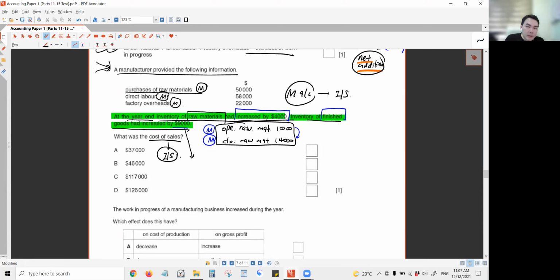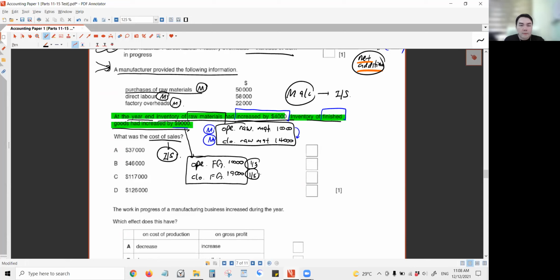So increase by 9,000. Again, I can take any number for the opening finished goods, meaning the finished goods at the beginning of the year. Let's say 10,000. Then closing finished goods is 19,000. Increase by 9,000, right? Again, it doesn't matter what opening finished goods you take. You will still result in the same final answer. These two are in the income statement.